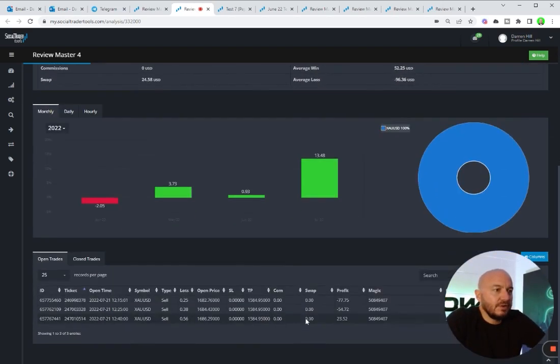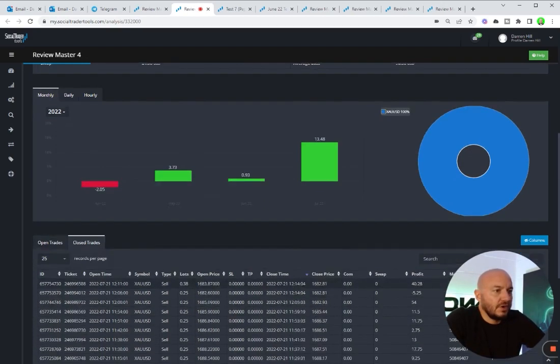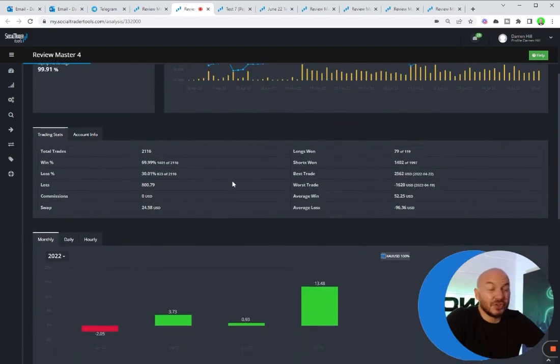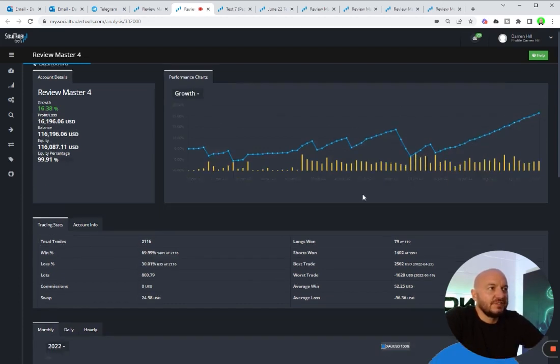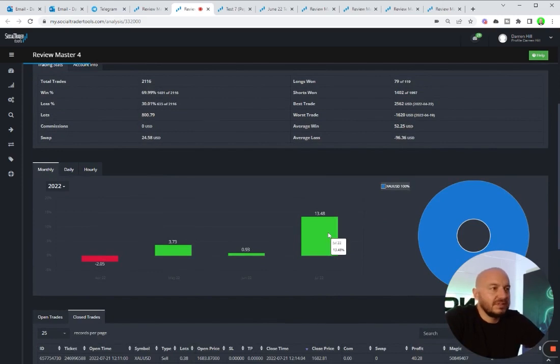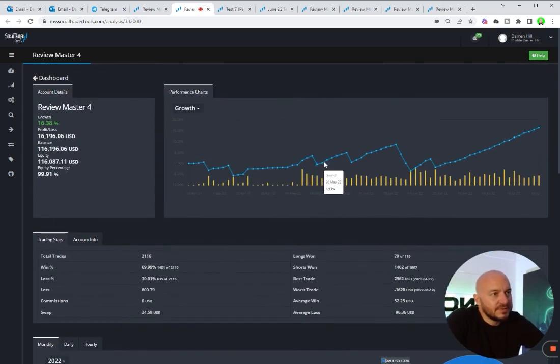So this has got 3 trades open right now. They're sells. One's in profit, 2 aren't. We've got the trade list of data there. We've got 2,116 trades closed on this at 800 lots. What's interesting here is this is quite choppy within this period, but whatever settings this is running is really in line with the market right now. And since the 22nd of June, it's banked over 15%, I think, or 13.48%.